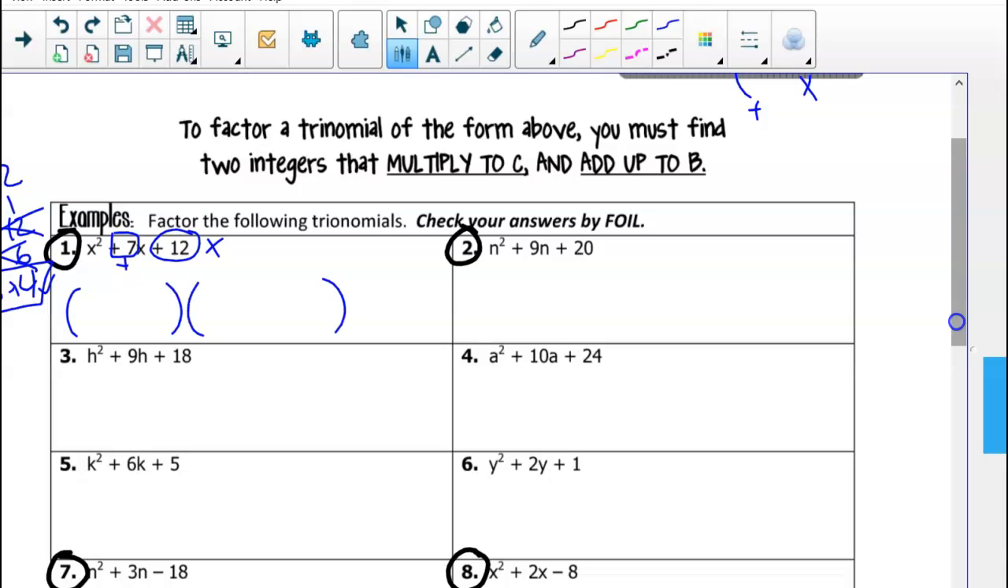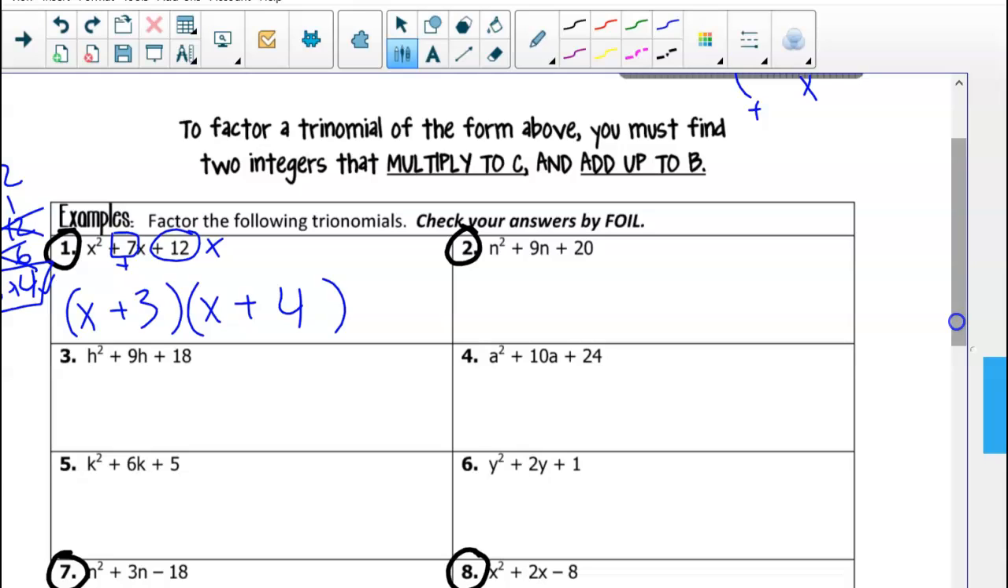You're going to have your 2 sets of parentheses. Whatever variable you have in your polynomial is going to be the variable in both at the beginning. So here I had x, so I'm going to put an x in both. Then I'm going to take the 2 factors I just found, which was positive 3 and positive 4, and I'm going to put that in. That's it.